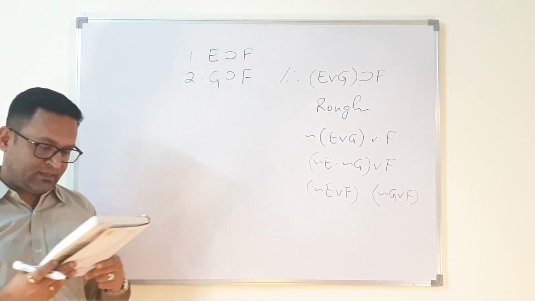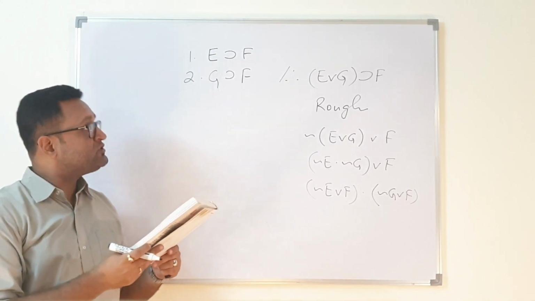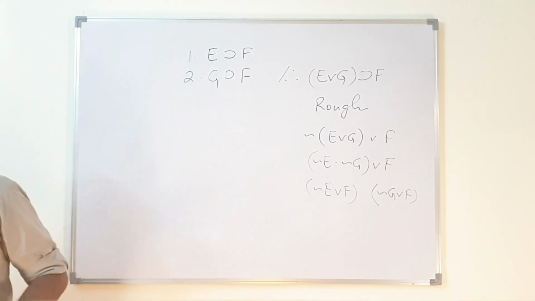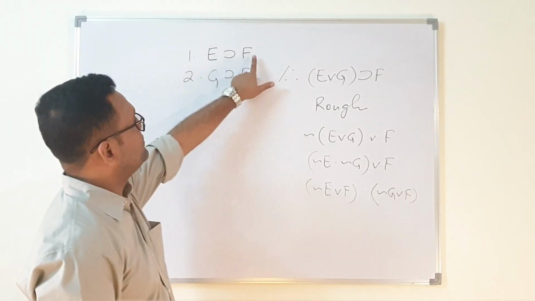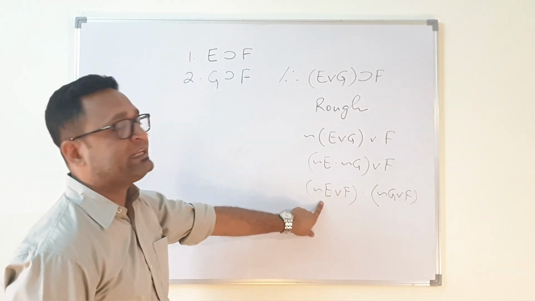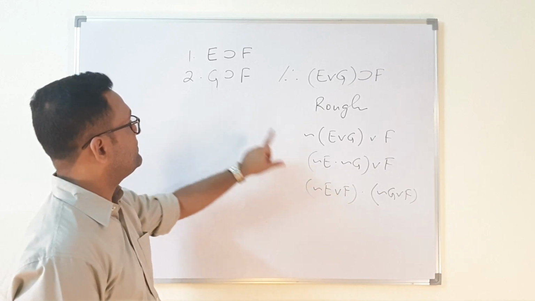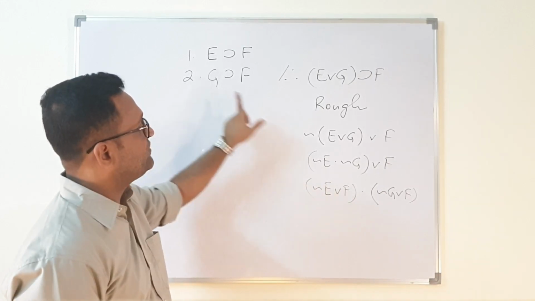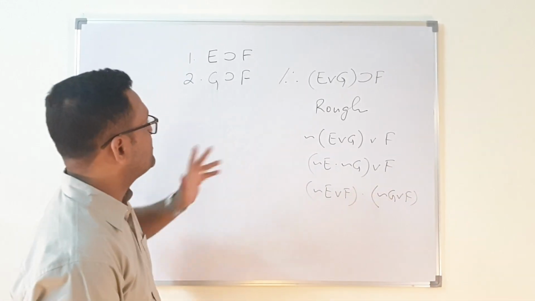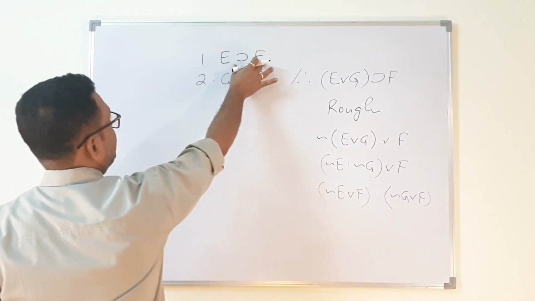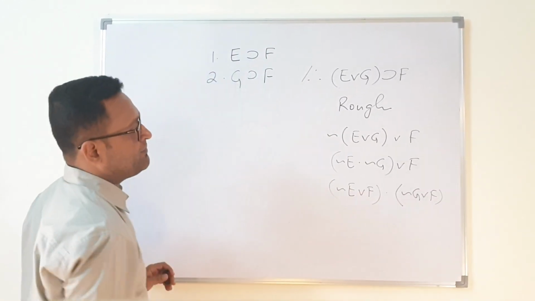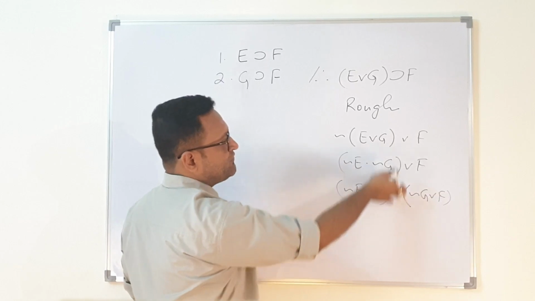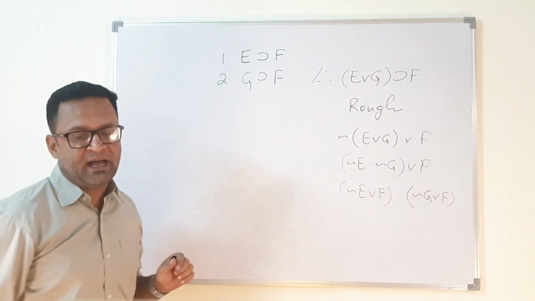And the answer, I may check it again. It's E wedge G implies F. Okay. So if you do material implication here, you will get negation of E wedge F. If you apply material implication here, you will get negation of G wedge F. So that means after applying material implication on this step and on this step, you need to conjoin them together, and if you follow this train, you will get the answer.